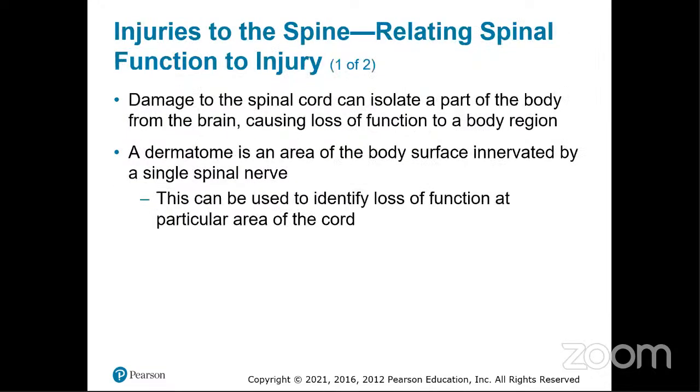A lot of the time, depending on where the break is, we lose function to the body region. A lot of times your doctors will use that. They call them dermatomes to identify where the potential fracture is, depending on what part of the body you lose.